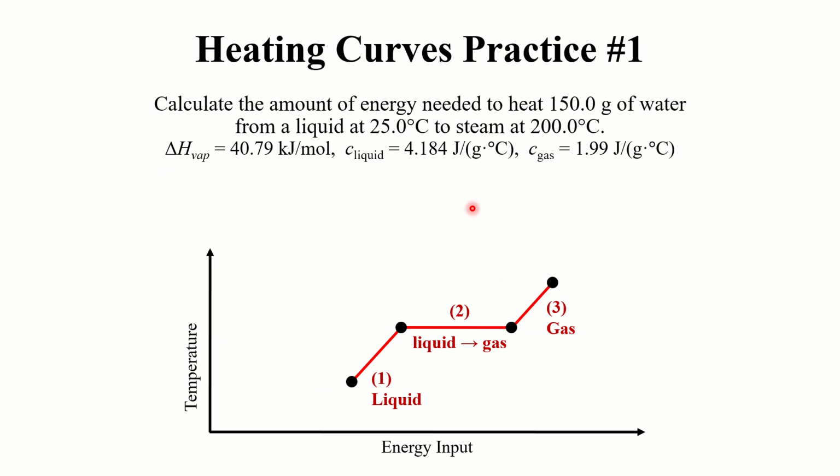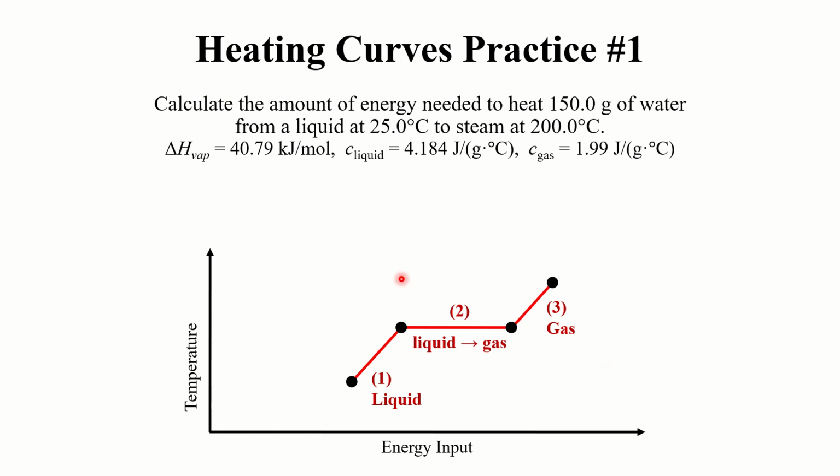All right, let's look at a practice problem. Calculate the amount of energy needed to heat 150 grams of water from a liquid at 25 degrees Celsius to steam at 200 degrees Celsius. When you are working on these types of problems, I strongly recommend making a little diagram for yourself. Make some room on the page to just hand draw a little diagram.